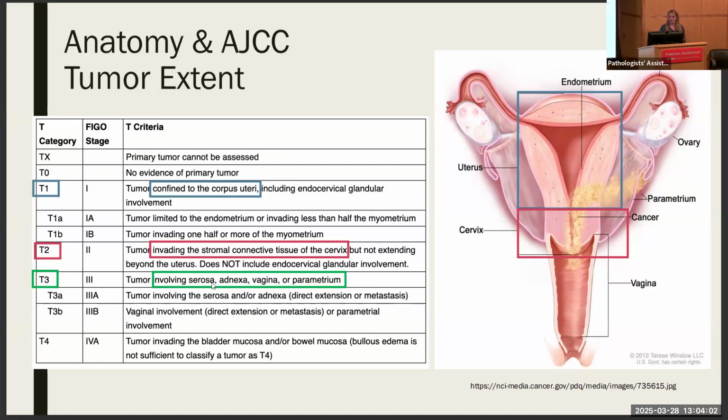So when we're taking those sections in a hysterectomy specimen, it's important to see how far that tumor goes into the normal myometrium. In a T2, the tumor invades the stromal connective tissue of the cervix, but does not extend beyond the uterus. A T3 involves the serosa, adnexa, vagina, or parametrium. Furthermore, a T3A involves serosa and adnexa. T3B has vaginal involvement or parametrial involvement.